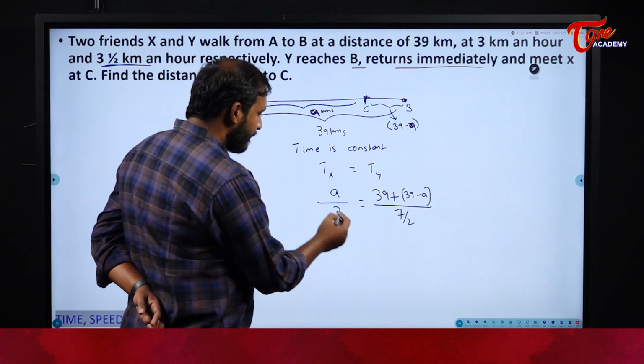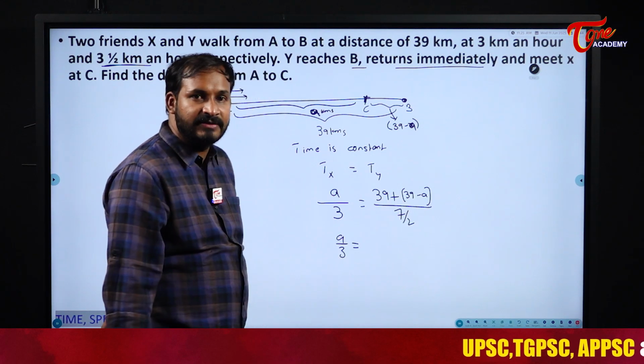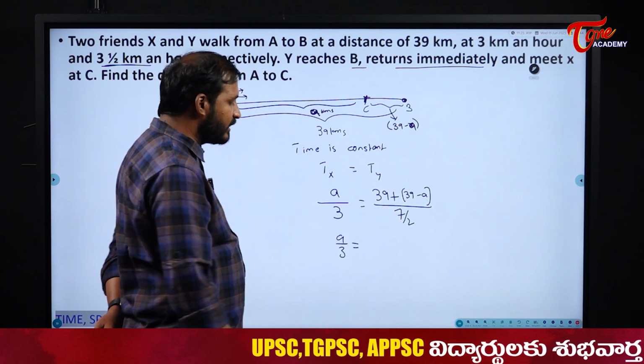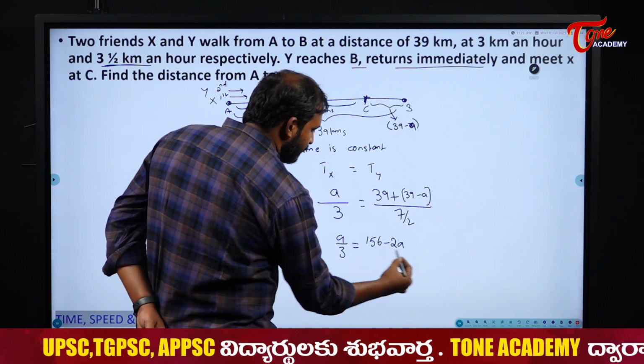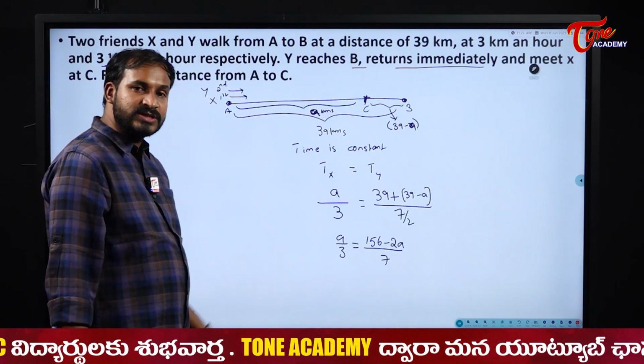What you will get? A by 3 is equal to 39 plus 39, it becomes 78 minus A. When 2 is multiplied to the numerator, that will become 156 minus 2A by 7. Now cross multiply it, students.